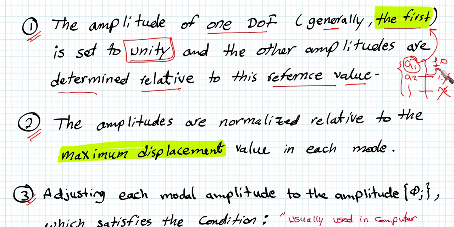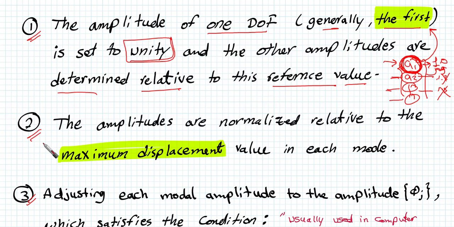If we normalize with respect to this, we expect the first degree of freedom amplitude to be 1, and we will see what the values of the amplitudes at the other degrees of freedom are in relation to this first one. So maybe we can find 1.2 or 1.3 or whatever.